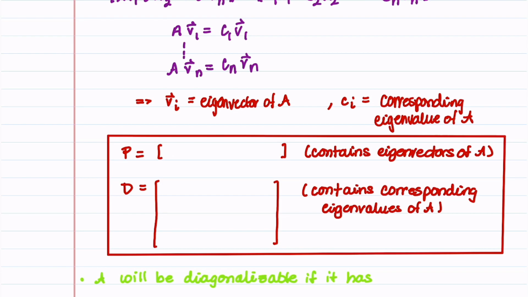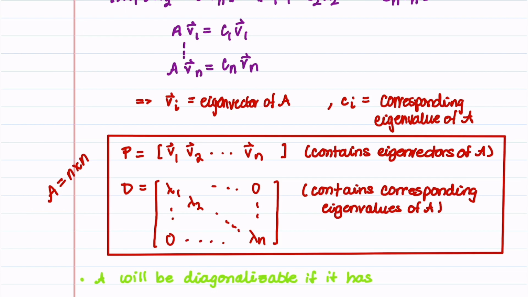Let's summarize this so that we'll have something to refer back to. Our P is equal to V1, V2, all the way up through Vn, and A is an n by n matrix. Let's just write that over here. So A is n by n. And then D, instead of written with our C's, we're going to substitute that our C's are equal to our lambdas, and we're going to get lambda 1, lambda 2, all the way down to lambda n, and then 0 elsewhere. So D contains our corresponding eigenvalues of A.